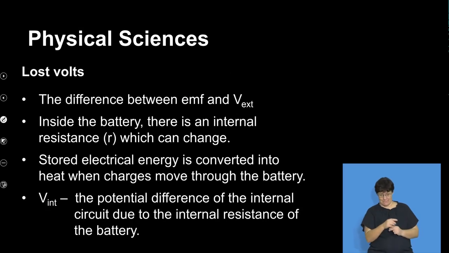Right, okay, so lost volts. Remember this is lost in the sense that it's not converted to electrical energy. So the difference between EMF and V external is the lost volts. So inside the battery there is an internal resistance of r, which can change depending on the type of source that is used. So stored electrical energy is converted to heat when charges move through the battery. So what about internal voltage? This is the potential difference of the internal circuit due to the internal resistance of the battery.